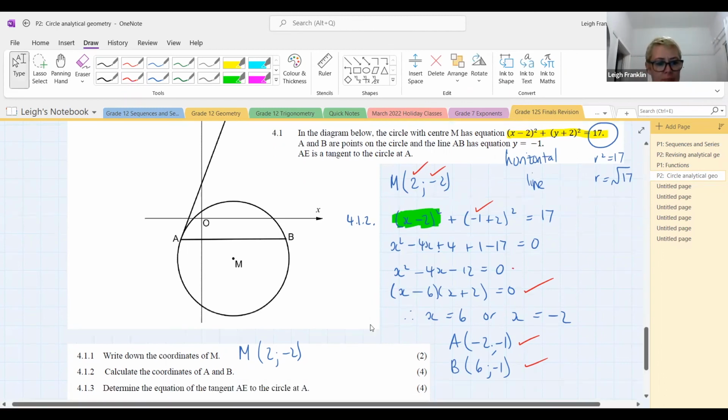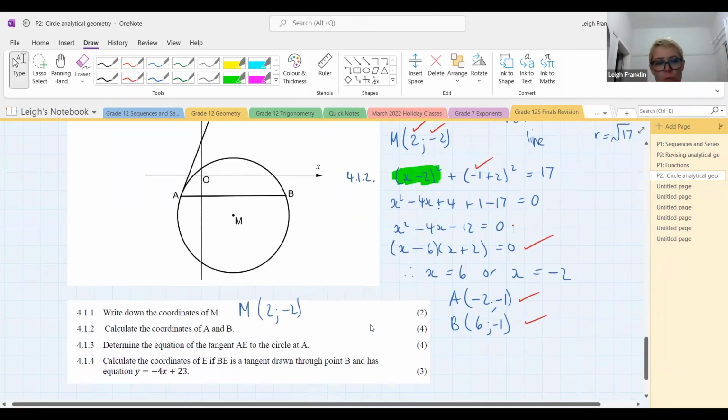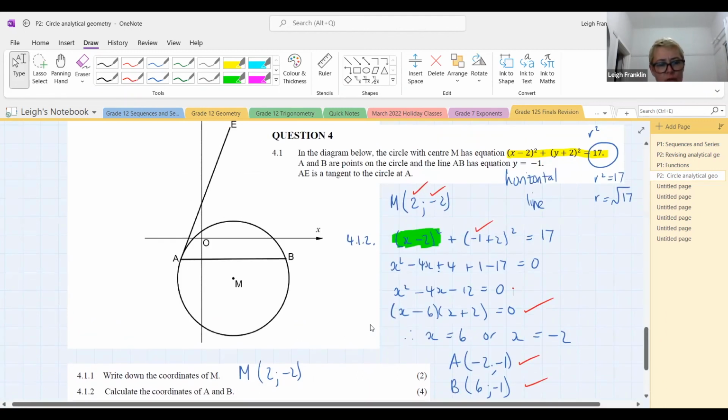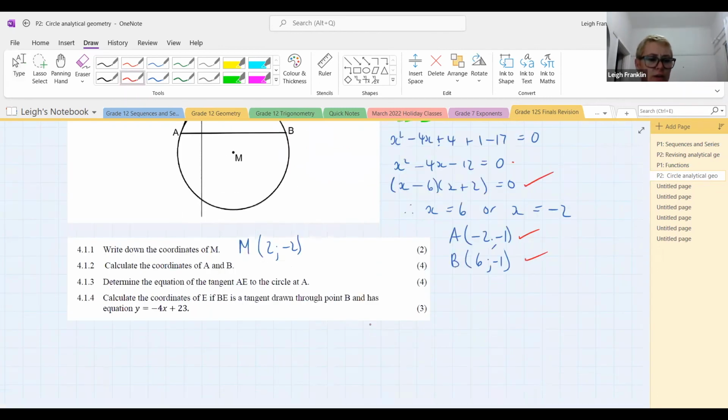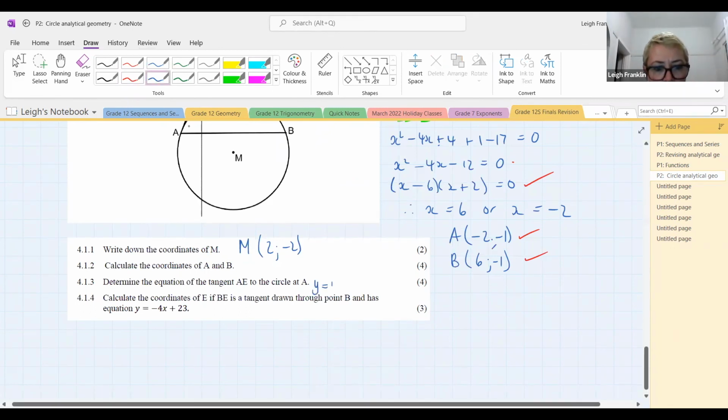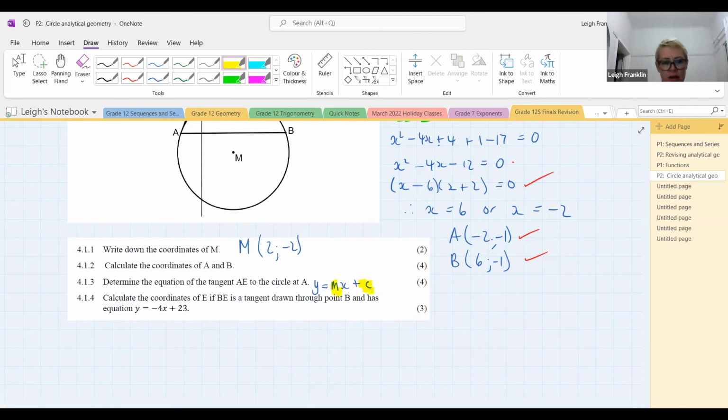Okay. Let's continue. Question 4.1.3. I want us to determine the equation of the tangent AE to the circle at A. So again, if they want us to determine the equation of the tangent, they mean in the form y equals mx plus c. So it's our job to work out the gradient and the y-intercept of the line.